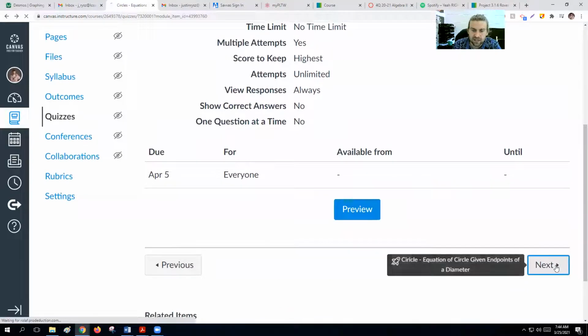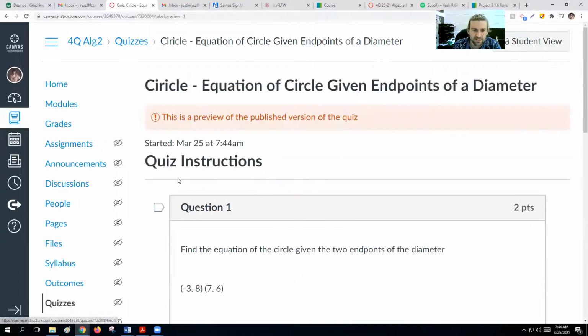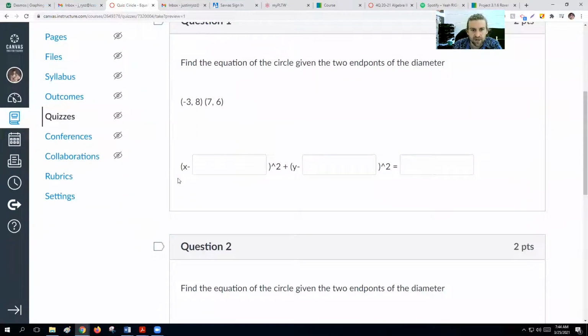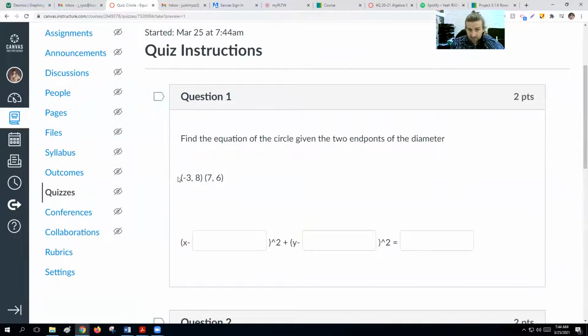And then you guys will also take the next quiz here, just keeping these separate to make everything easier to understand whether you have a problem or not. Okay, these problems, there's just 2 of them here. These are given the 2 points of the diameter. So you're going to have to find the center of them by finding the midpoint.